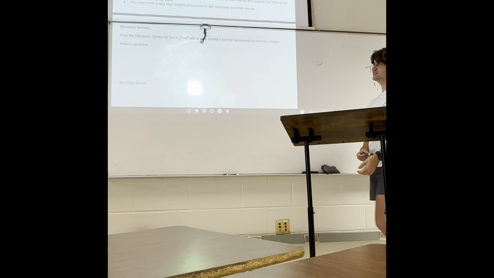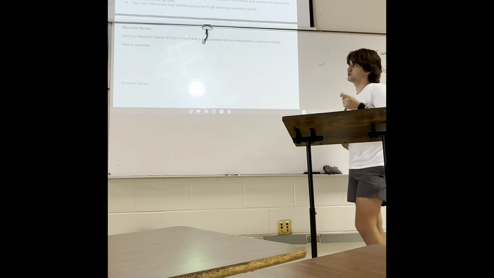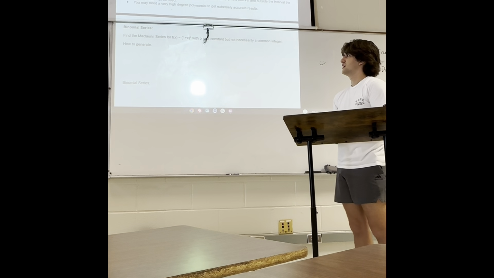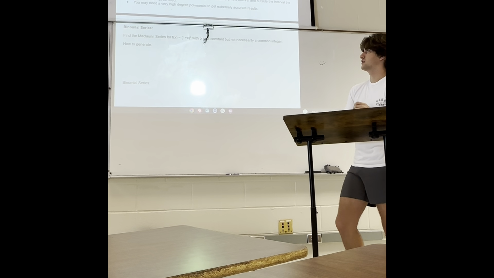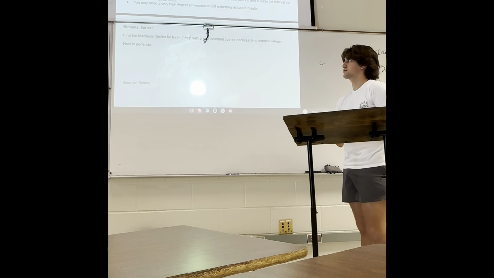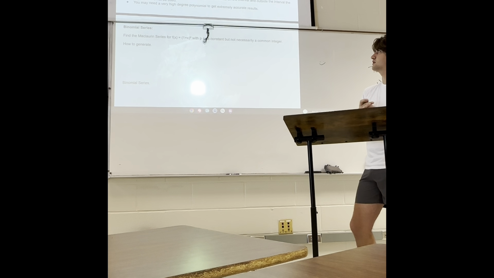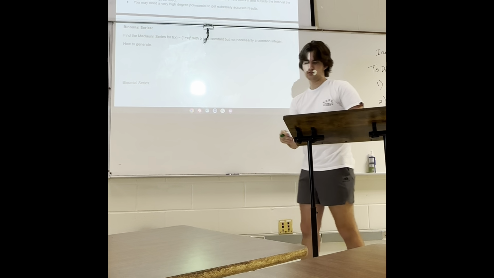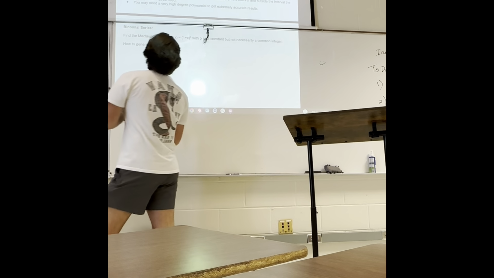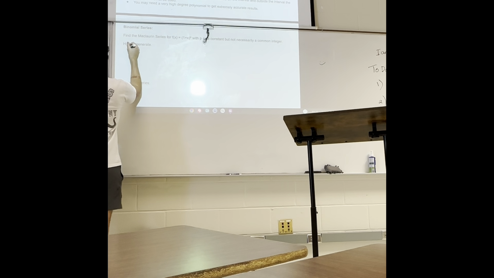Okay, it's a little different for your binomial series. To find the Maclaurin series for f of x, which equals 1 plus x raised to the p, with p a constant but not necessarily an integer, here is how you're going to generate it. f of x equals what we just said before, 1 plus x raised to the p, and then we're just going to be taking a derivative like normal.